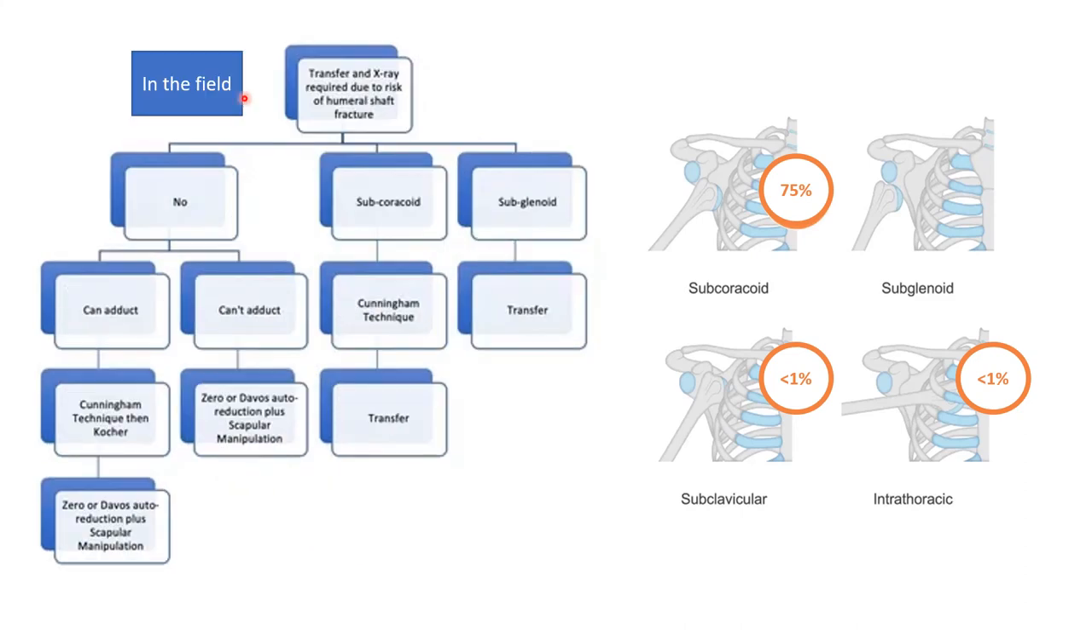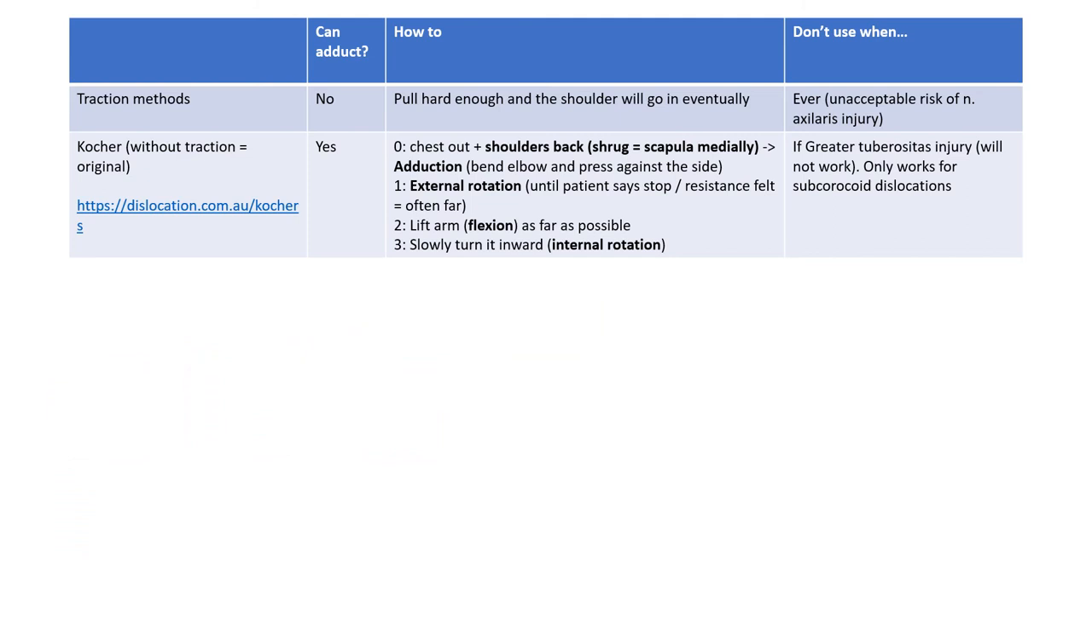Cunningham also has one in the field here. You can read that for yourself and pause the screen. Okay, so the methods. I already went through the traction method. Don't do that, like the Hippocrates method or these methods where you have to pull on the arm hard. Then there's the Cocker's method. The original is without traction, and that's important according to Cunningham.